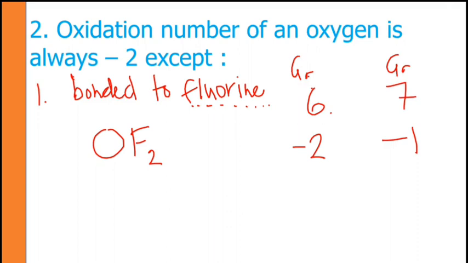Okay? So we'll have to form some kind of equation to figure out the oxidation number of oxygen. So we're going to say let the oxidation number of oxygen be X. Since there are 2 fluorines, these 2 fluorines are going to make these 2 negatives. And then there is no charge on this molecule. This becomes 0. So the oxygen is going to have to be +2.